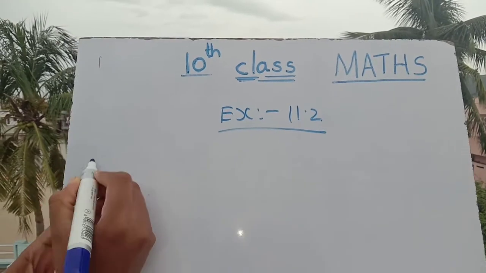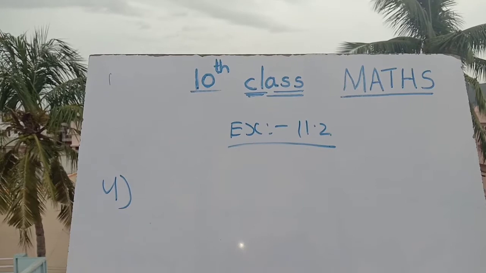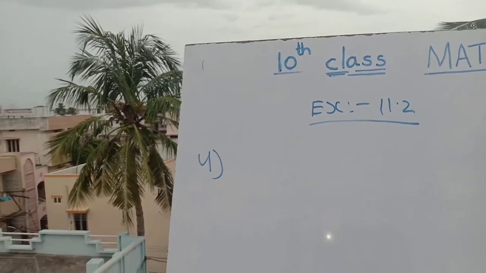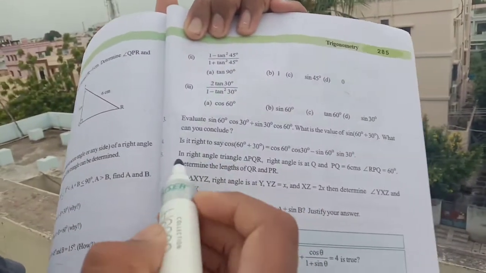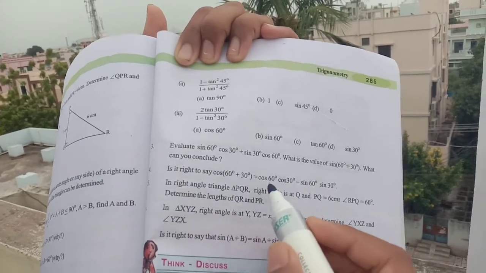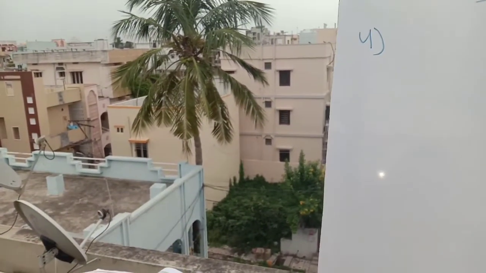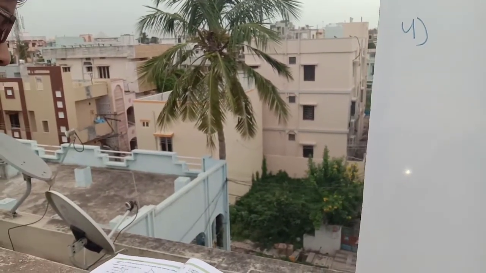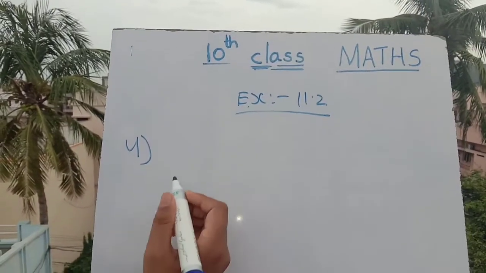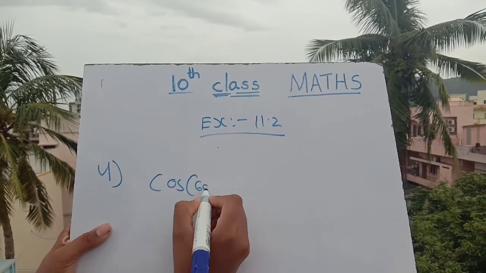Yesterday we completed our third sum, so today we are doing the fourth sum. You can see the question: is it right to say cos of 60 degrees plus 30 degrees is equal to cos 60 cos 30 minus sin 60 sin 30? So this is also like yesterday's sum only. First we need to take cos of 60 degrees plus 30 degrees.